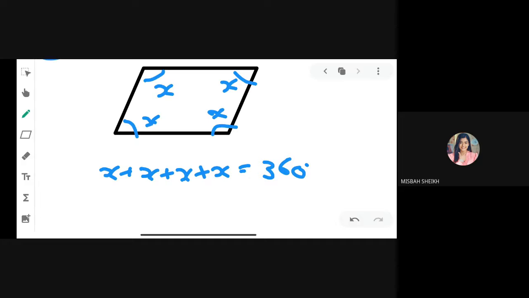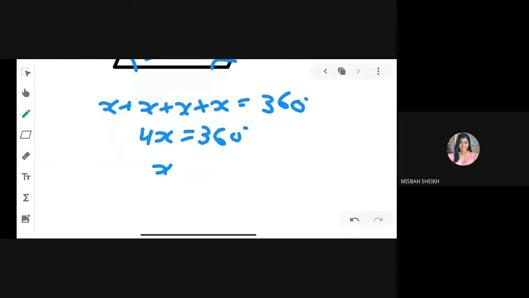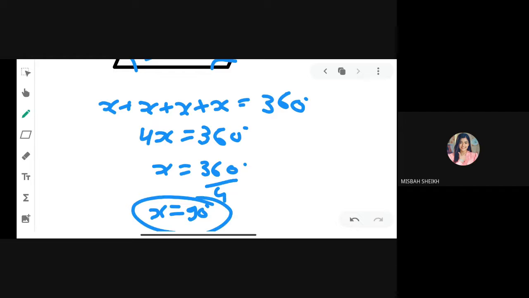360 degrees. So we get 4x is equal to 360 degrees. We get x is equal to 360 divided by 4. We get x is equal to 90 degrees. Clear, all of you? Yes, sir.